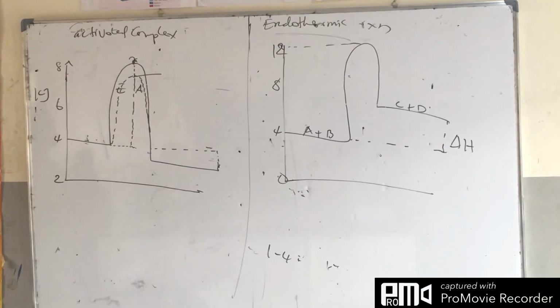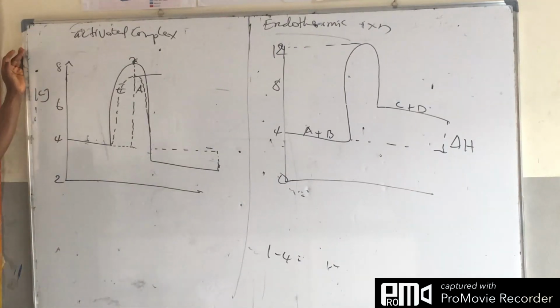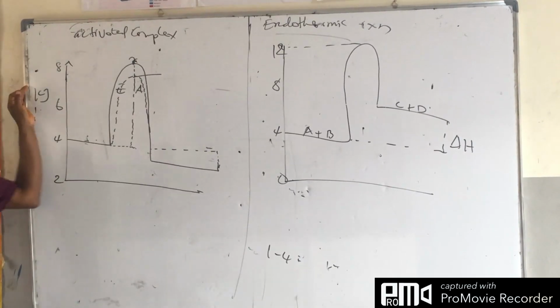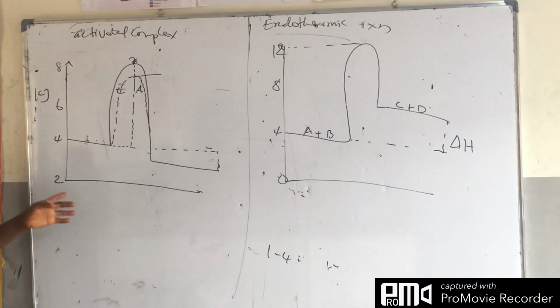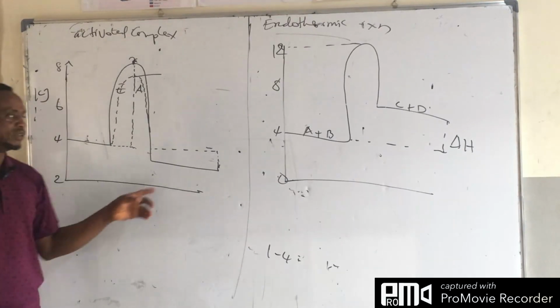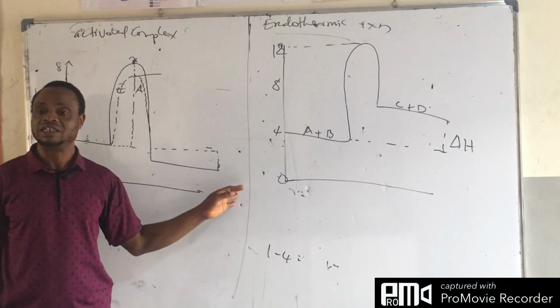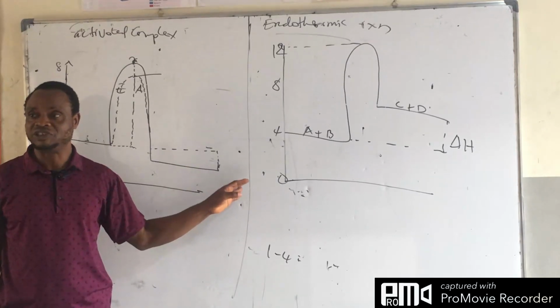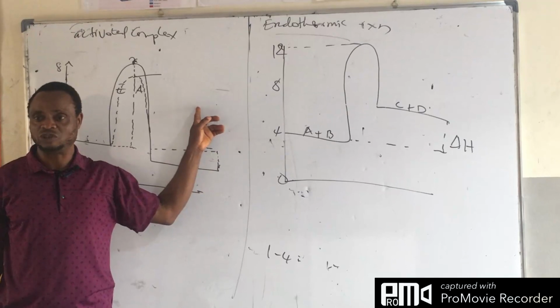Now I want to ask, what are the collision theories? Number one: a chemical reaction can only occur if the reactants possess enough energy that will overcome the activation energy of the reacting species.